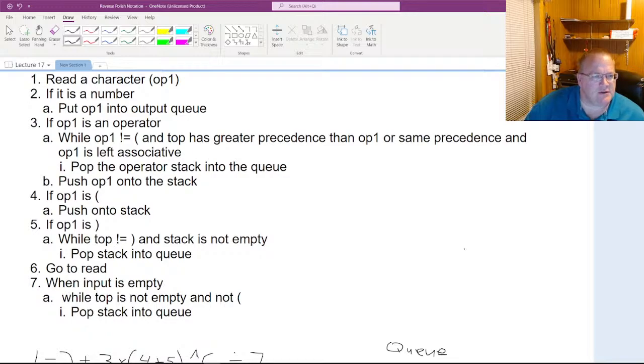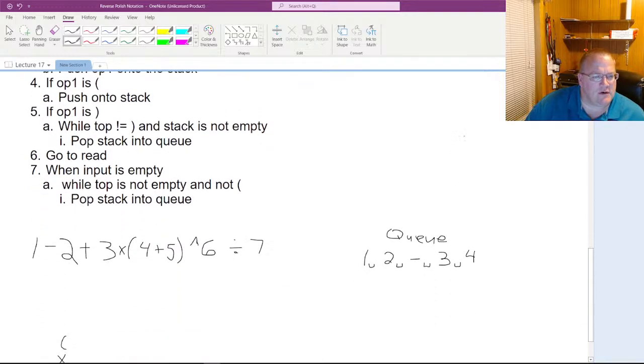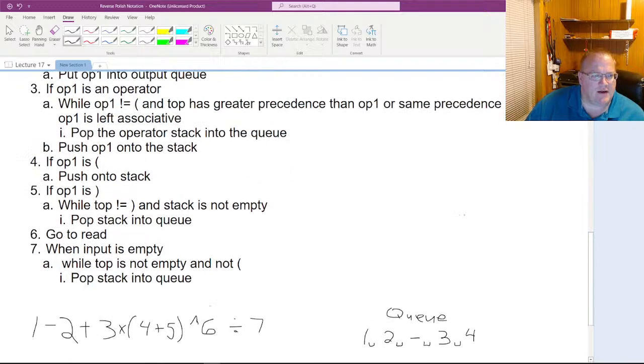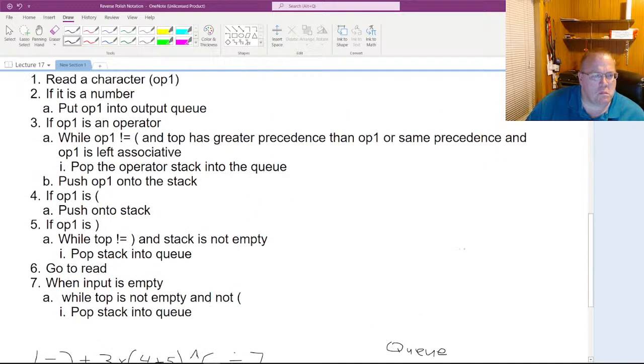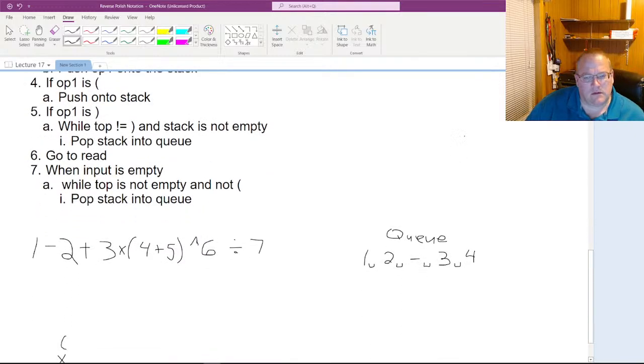Because we shouldn't ever, when we get to this plus, we should never take this off of the stack. We never take that left parenthesis, and we should just throw it away. Great.